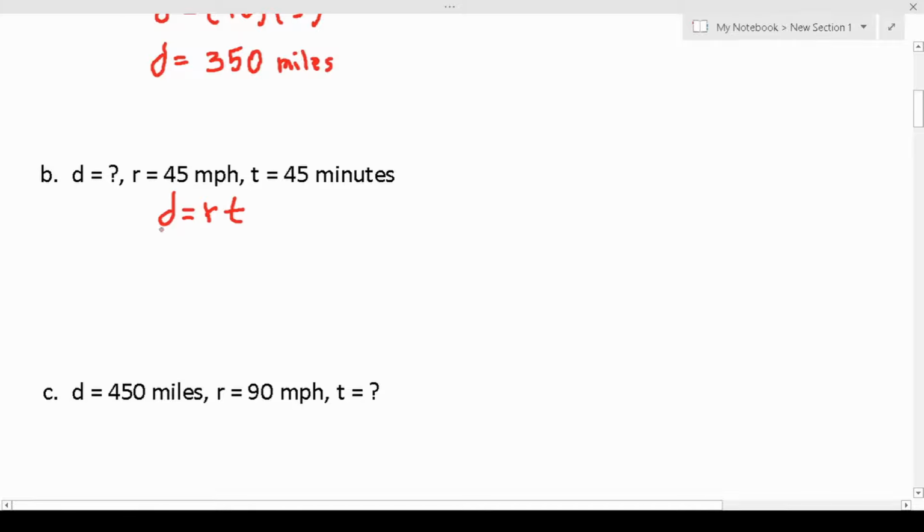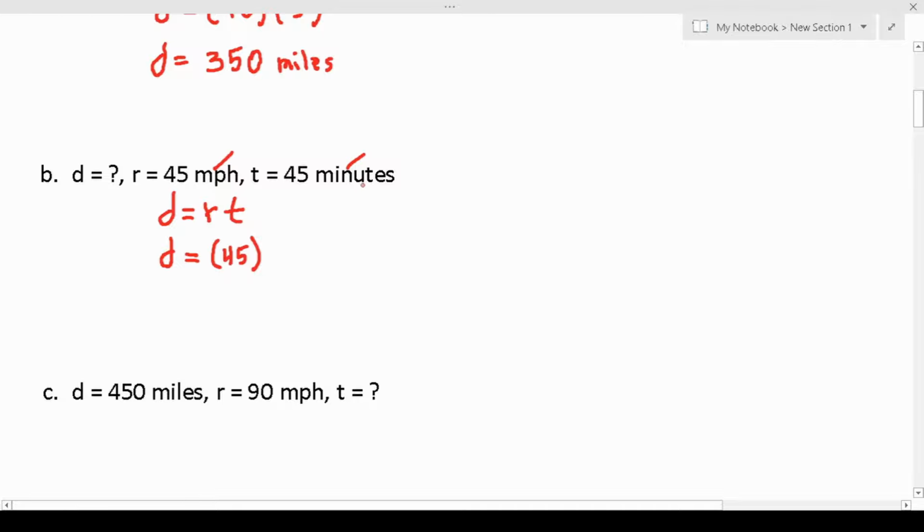We don't know what D is, so we're going to leave that as D. We know our rate of speed is 45 miles per hour, so we'll plug in 45 in place of R. That said, we have T, but it's given in minutes. Again, this is given in terms of miles per hour, whereas this is given in terms of minutes. So as you can see, we have a bit of a conflict here.